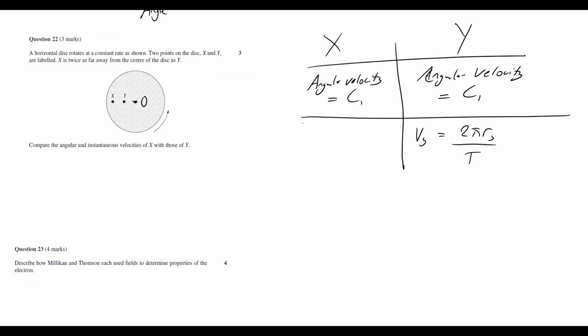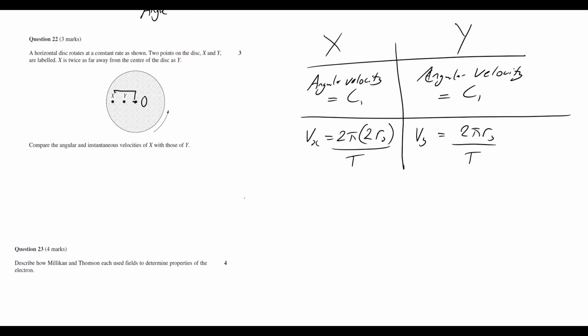So now if we start looking at the instantaneous velocity for x, well, it's going to be equal to, once again, 2 pi, and I could write it as rx. However, what do I know about rx? So the distance from the origin to x, I know is twice as big as the distance from the origin to point y. So what I can do now is I can actually just write that in as 2 times ry, since I know it's twice the distance there. And that is now divided by t.